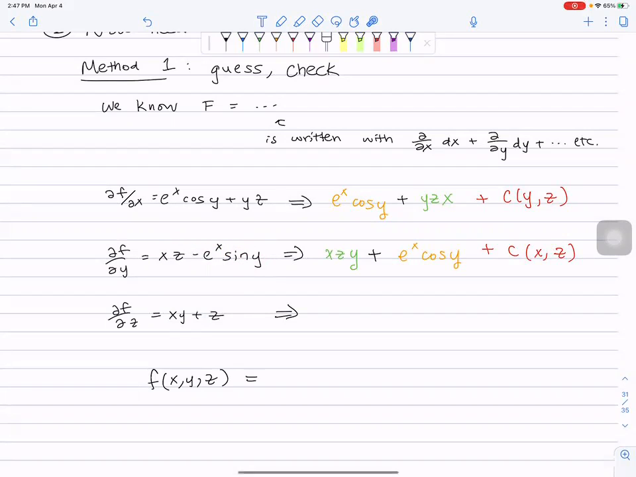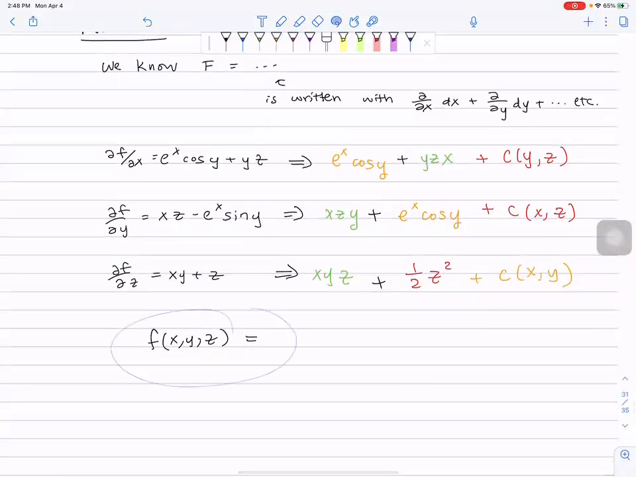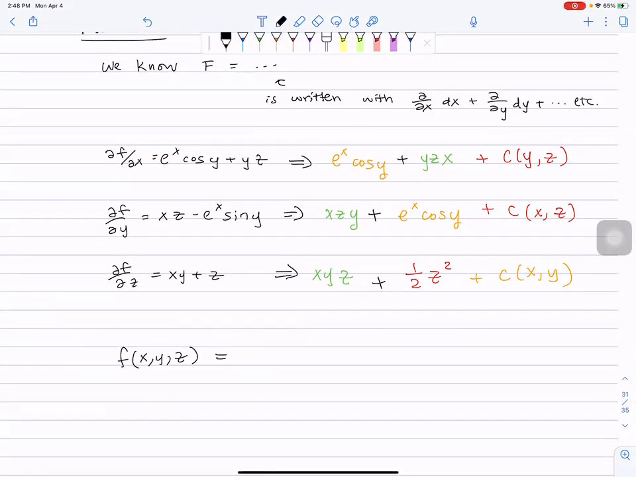Then this last thing, so we take the integral with respect to Z. So what do we get? We get an XYZ plus, here's the Z, so the integral is 1/2 Z squared. And then plus some term with only X's and Y's. So can anyone guess what our function F should be based on this? Yep, plus 1/2 Z squared.